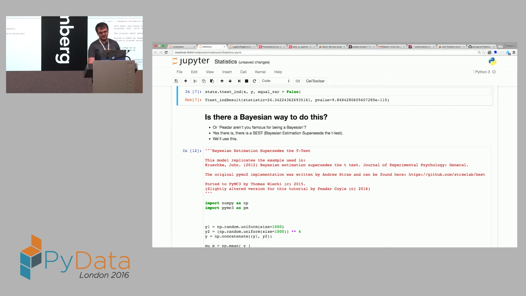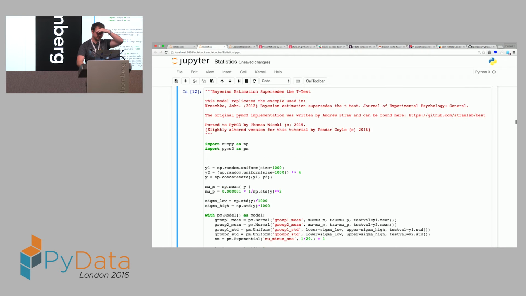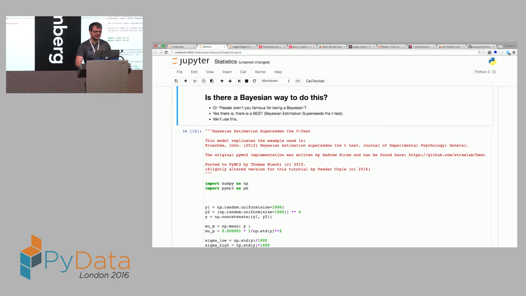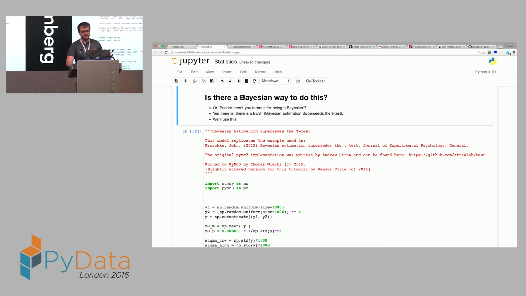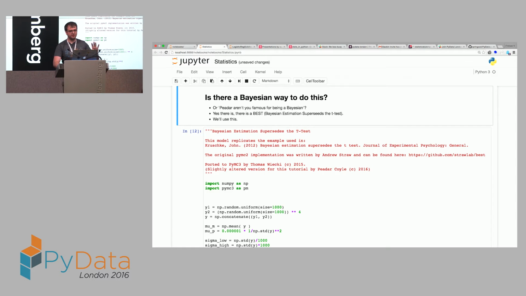Is there a Bayesian way to do this? There is a method called Bayesian estimation supersedes the t-test, which clearly has the best acronym ever, BEST. This is from Thomas Wiecki's example. It's based on a paper by John Kruschke. I think that's how you pronounce his name. He wrote a Bayesian book that I forget the title of, that has dogs on the front cover. It was a really good introduction to Bayesian stuff. Not just because there's dogs on the front cover, but that is one of the reasons I pick it.